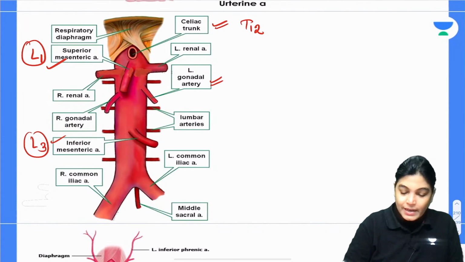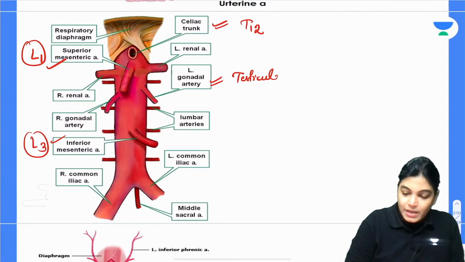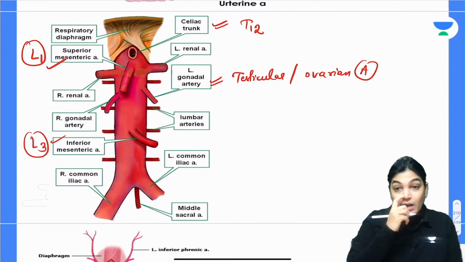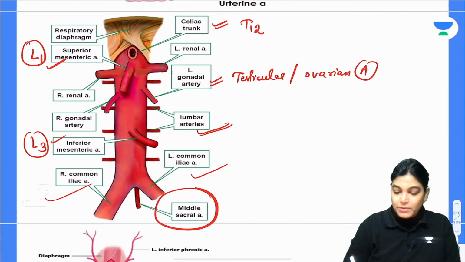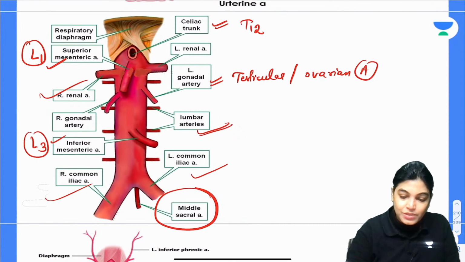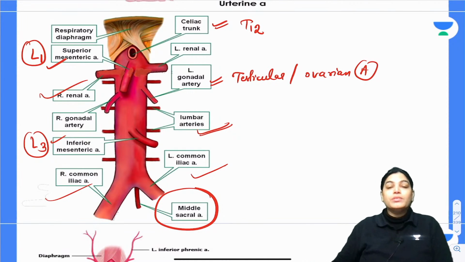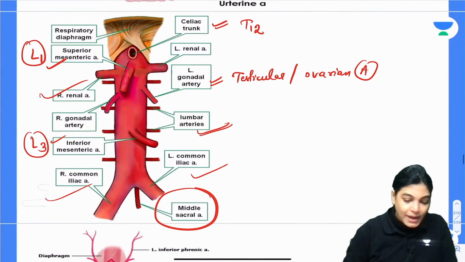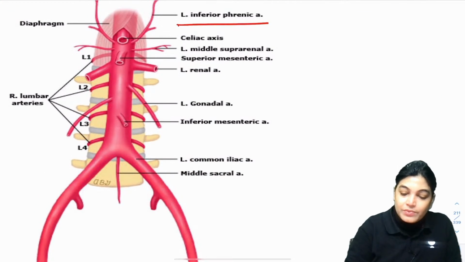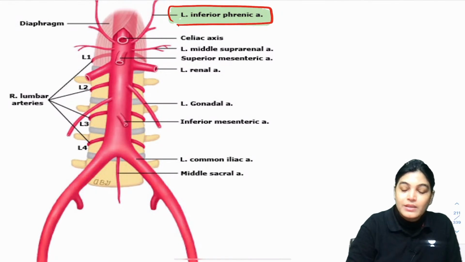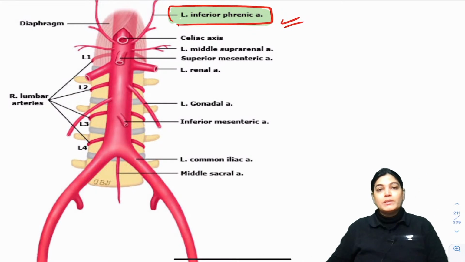Other branches are gonadal arteries. That means both testicular artery and ovarian artery are gonadal arteries, direct branches of abdominal aorta. Lumbar arteries, we have got 4 pairs. We have got right and left common iliac arteries and median sacral artery. Other than that, renal arteries, all these are the branches of abdominal aorta. One of the branches not shown here is the inferior phrenic artery. If I enlarge it, inferior phrenic artery is the first branch of abdominal aorta. This was not shown in the previous image, so I am showing you this diagram.